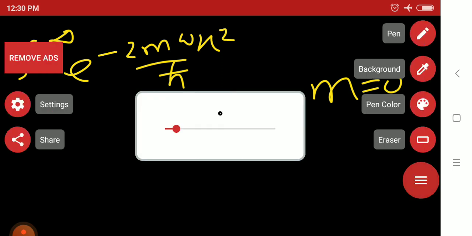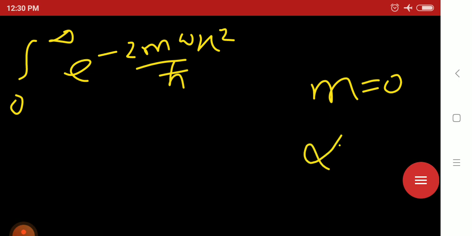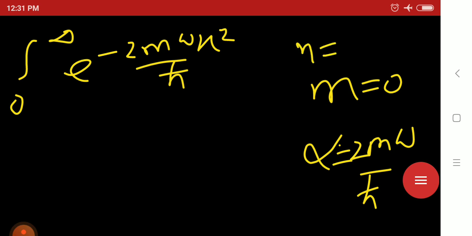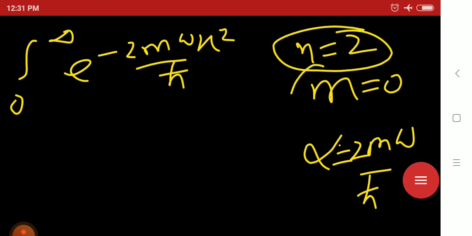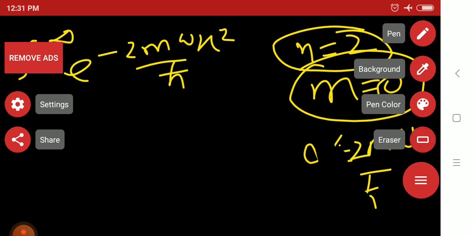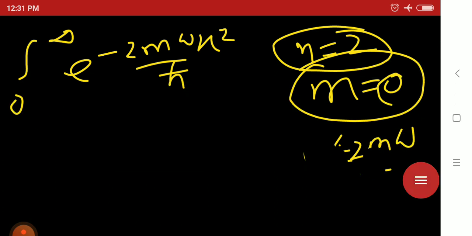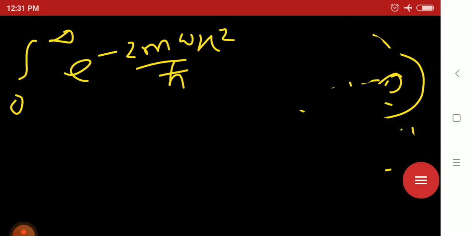Alpha is what? Here alpha is 2m omega divided by h cut. N value is what? E to the minus alpha x square. So n equals 2, m value 0, alpha equals 2m omega by h cut. So just apply that formula. That's it. So just applying this formula, erase it first, because here I have to write that big integration.